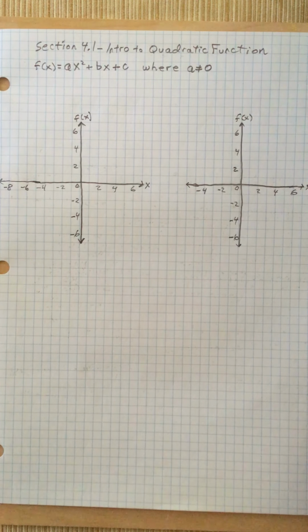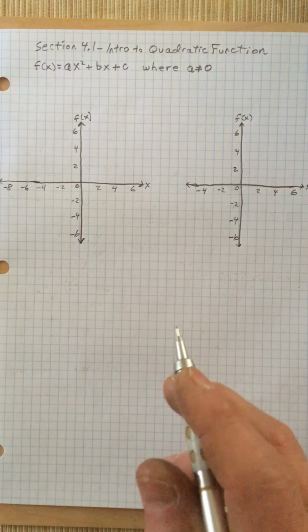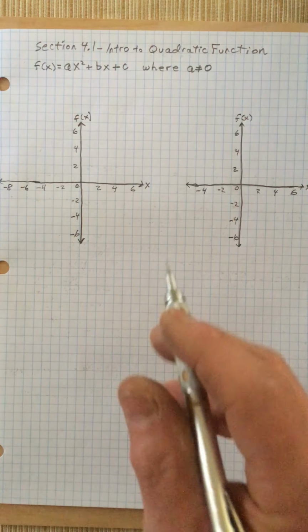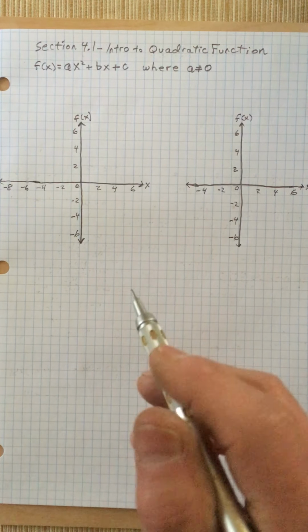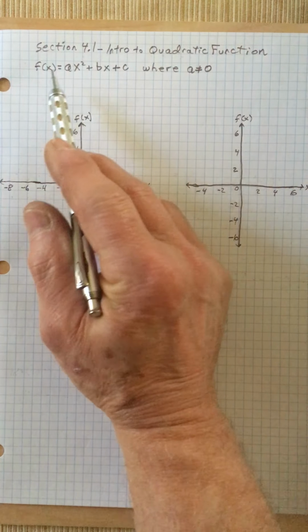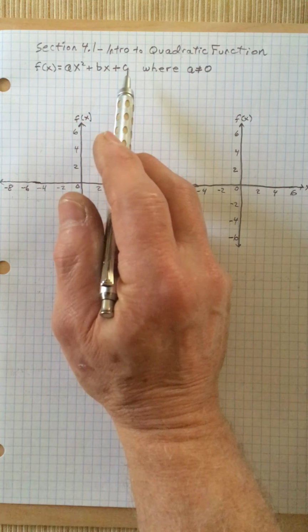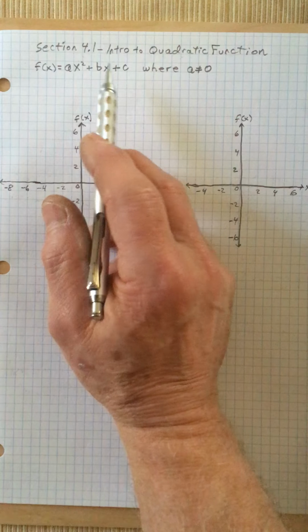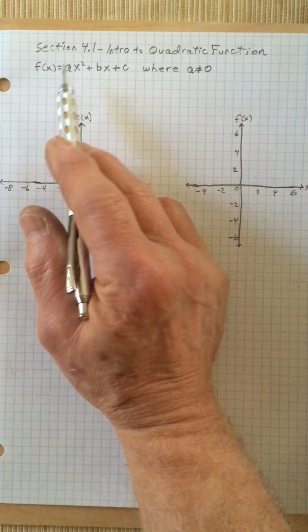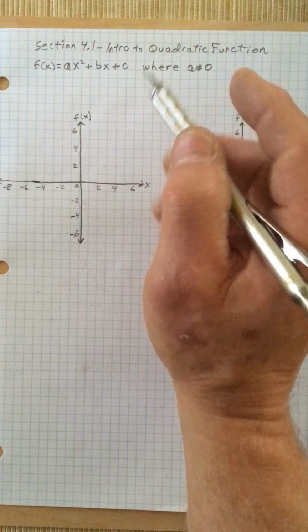Okay, today we're looking at the quadratic function, and the graph of the quadratic function will be parabolas, which we'll look at in a minute. This is a standard equation for a quadratic function. The only requirement here is that a cannot be 0.